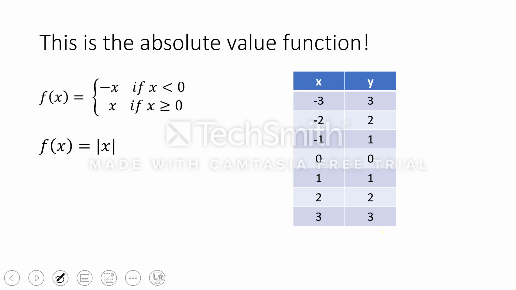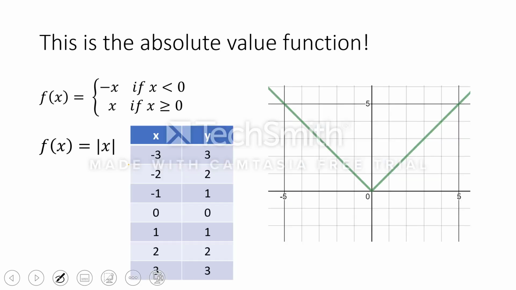So normally we would write this, f of x equals x, in the absolute value bars. It's just that this is actually a piecewise function. We haven't talked so much about it before, but the graph of the absolute value of x looks like this.